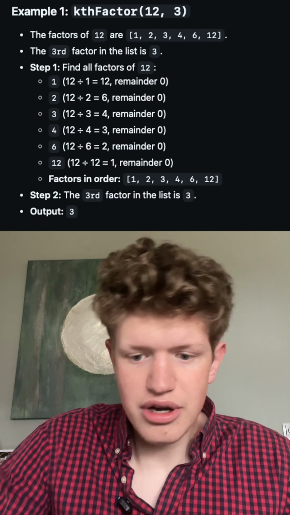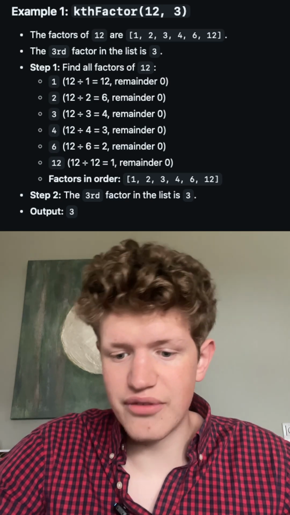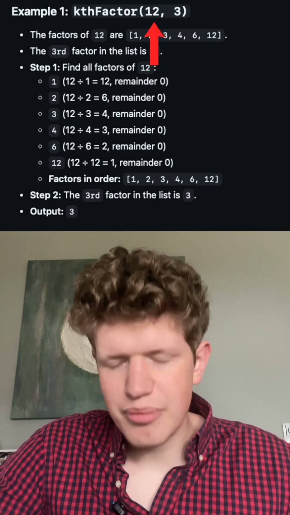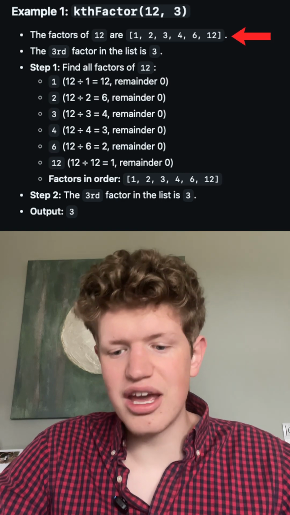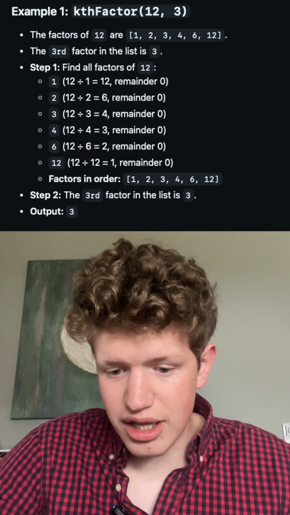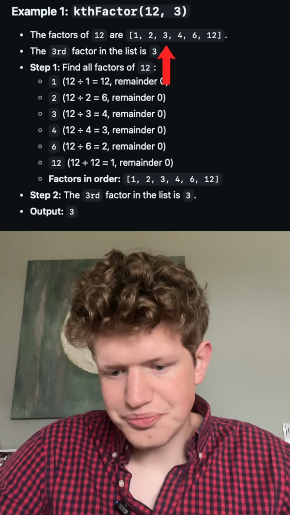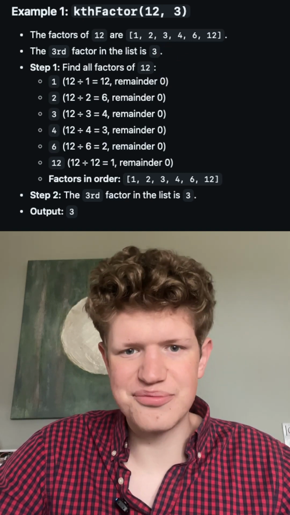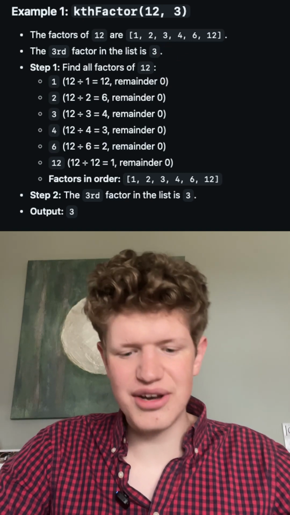and then we have to return that number. For example, in this example we are looking for the Kth factor of 12. Beneath it you can see an array of all the possible factors, and then we have to find, in this case, the third element, which is a 3, and then we have to return the 3. Okay, perfect. Let's jump right into the code.